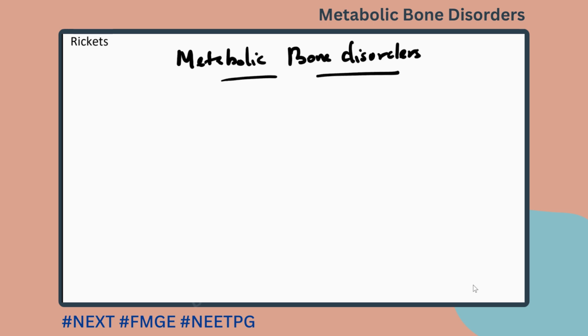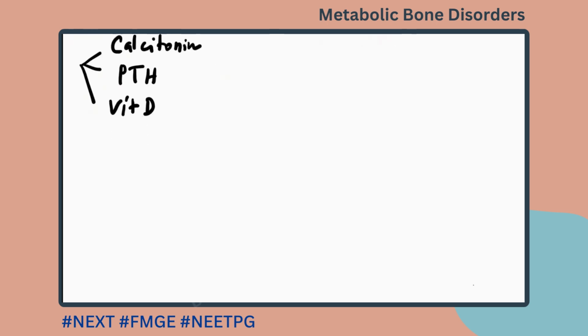Okay. So when we talk about metabolic bone disorders, you must know the action of a few chemicals in our body. One is calcitonin, another one is parathormone, and another one is vitamin D. We'll just see what these materials do in our body, and then we'll move to the disorders.